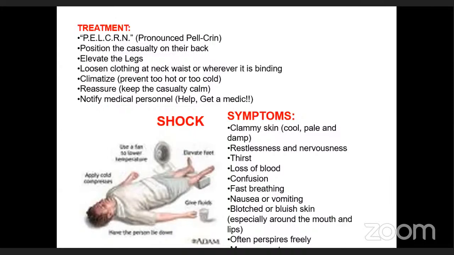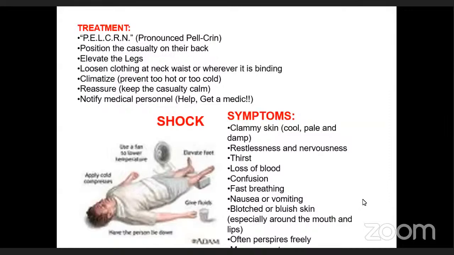Then C stands for climatize. Don't let the environment be too hot or too cold. Then R stands for reassure. Keep the casualty calm. The N stands for notify medical personnel. Get a medic. Notify medical personnel, okay, as first aid has been applied.